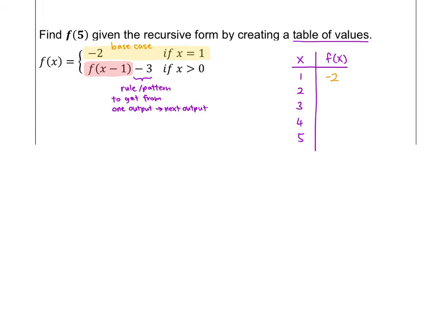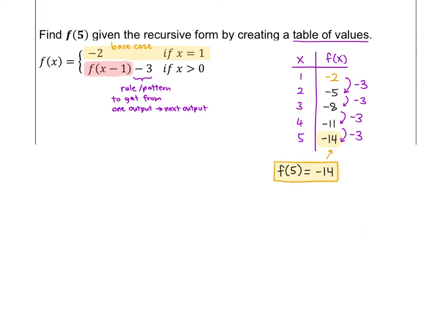The rule in this case is to subtract 3 from every previous output to get to the next output. So if we want to get from (1, -2) to the next output for 2, we would have to subtract 3 from -2, which gives us -5. Then to get to the next output, we subtract 3 again to get -8 when our input is 3. Then we subtract 3 again to get from -8 to -11 when our input is 4. And finally, when our input is 5, we subtract 3 from -11 to get the output of -14. So that tells us that f of 5 is equal to -14.